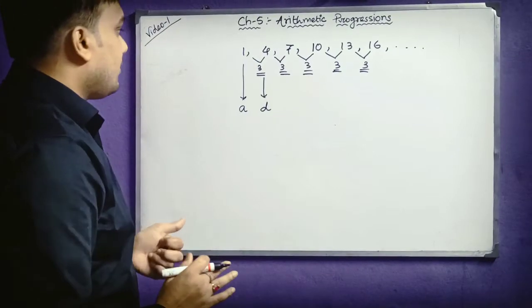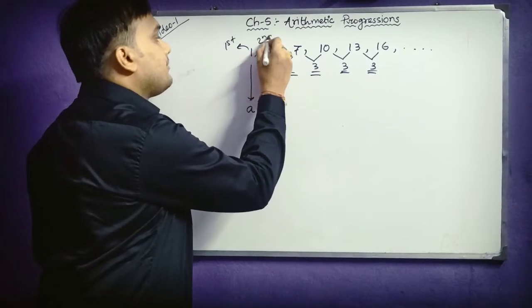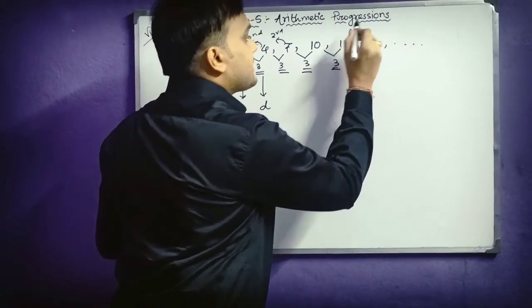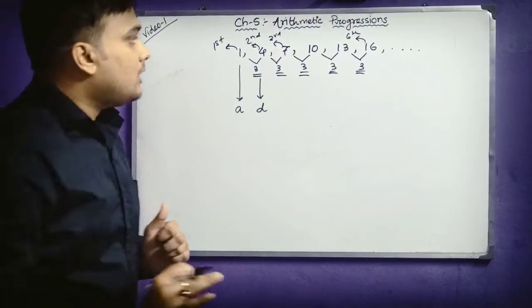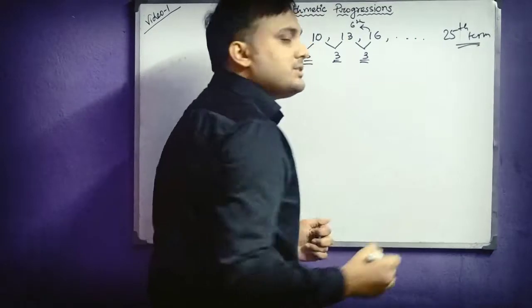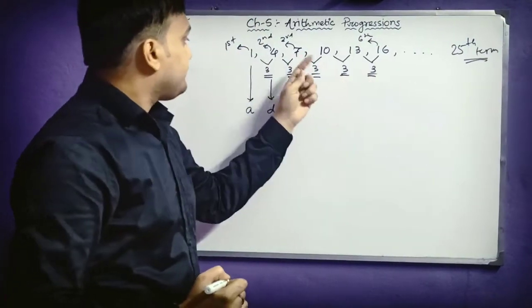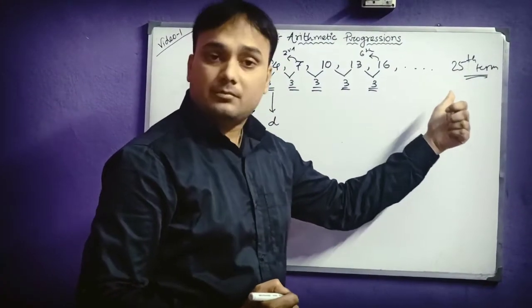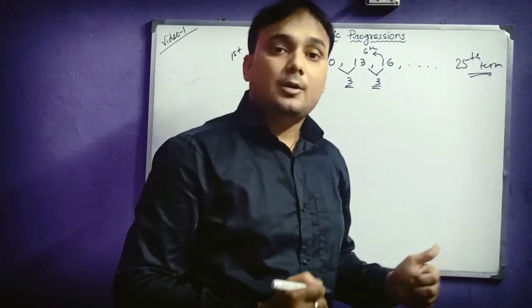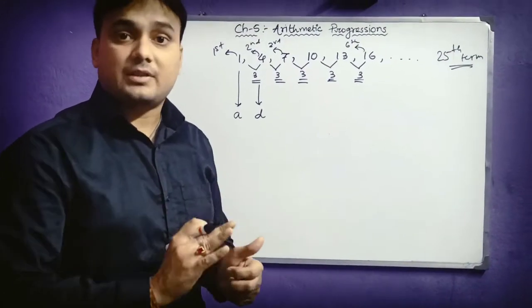That is called D. See, this is the first term, this is the second term, this is the third term, fourth, fifth, and this is the sixth term. Suppose I ask you what is the 25th term, then in general what will you do? You will do like this: 16 is the sixth term, then 19 is the seventh term, 22 is the eighth term, 25 is the ninth term, and so on you will go. But it will take a lot of your time to find the 25th term. Still, it is possible that you will get the 25th term.